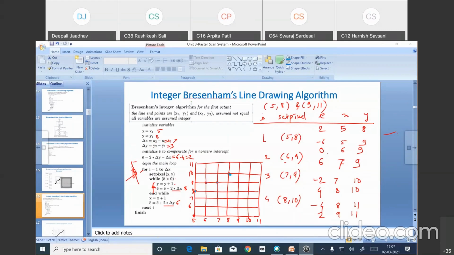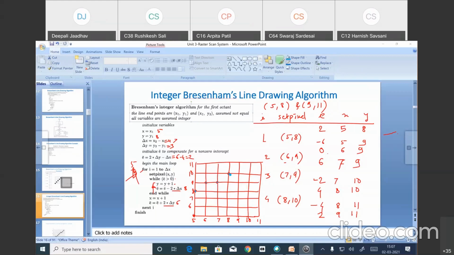So what happens here? The X value, you can observe, is increased every time. And the Y value may or may not be changed depending upon the error term. Depending upon the value of E, whether it is positive or negative, Y value is increased or not. If it is positive, then it is increased, otherwise not. So why does it happen here? Because the line is not exactly at 45 degrees. The slope of the line is not 1, and that's why it's not possible to increase X and Y every time. Only X is increased here.